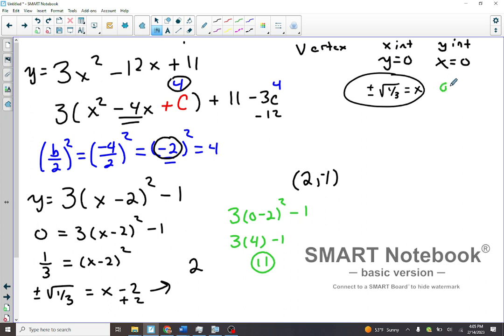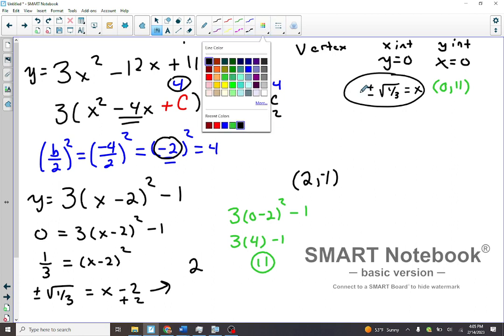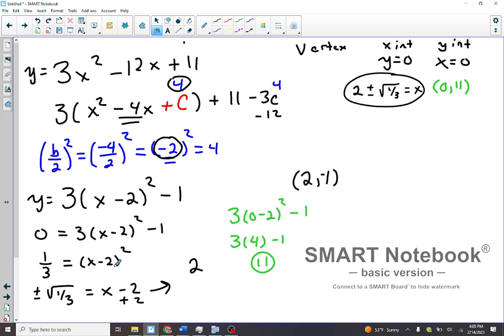Why do you have to add the 2? If the square root of 1/3 equals x minus 2, x is not by itself yet, so you have to put the 2 on the other side. So it'll be 2 plus or minus the square root of 1/3. If it was a clean number, you would actually do the clean number and find 2 numbers. You're not supposed to graph the x-intercept, so you don't need to worry. You only graph the 5 points we talked about.